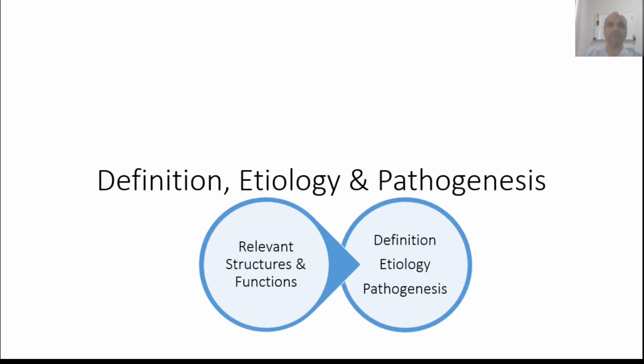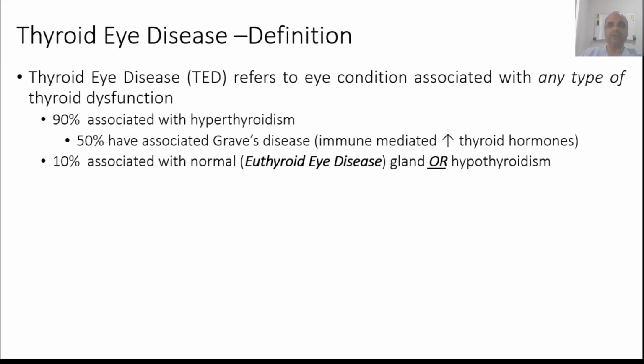Now we're going to be talking about the disease definition, the etiology, and pathogenesis. Thyroid eye disease has been defined in various ways using various different terms, Graves' ophthalmopathy, thyroid-associated ophthalmopathy, but the general term that's agreed upon these days is thyroid eye disease. Thyroid eye disease refers to any eye condition that's associated with any type of thyroid dysfunction. Most of the time, 90% of the time, it is associated with hyperthyroidism, of which Graves' disease is the most common. 50% have Graves' disease.